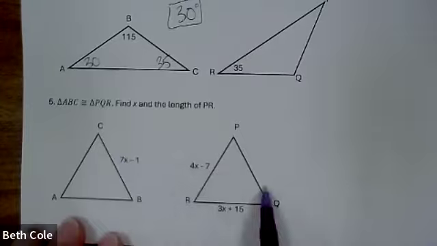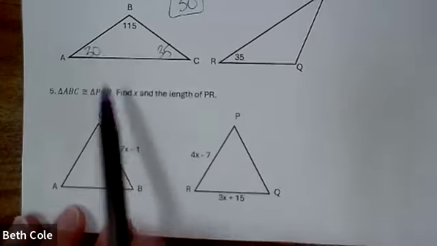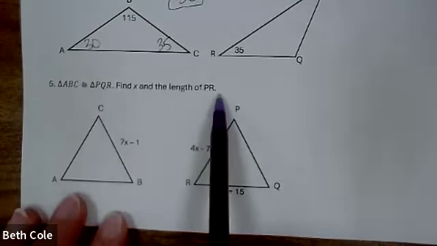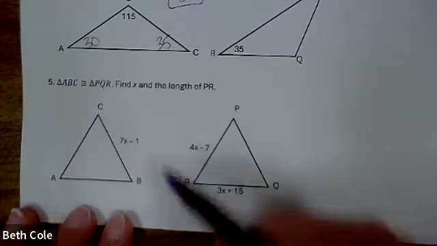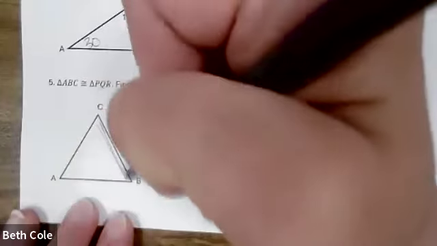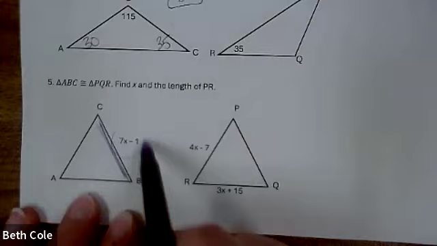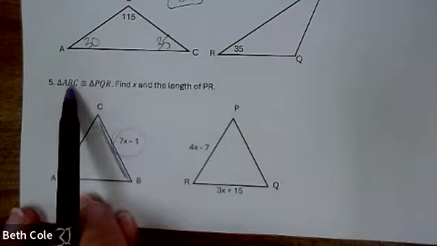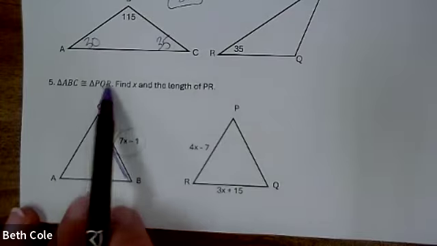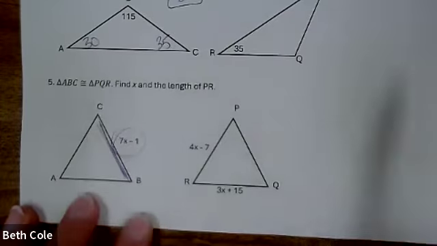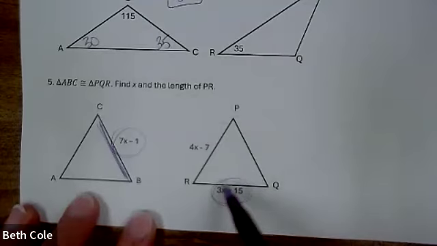Again, don't go by these pictures. You want to go by the congruent statement. We want to find X and the length of PR. So we have to find two different things here. Now, the only thing I have in this triangle is CB or BC. So we have to see what that corresponds to in the other one. BC corresponds to what? QR. So that is this one right here.